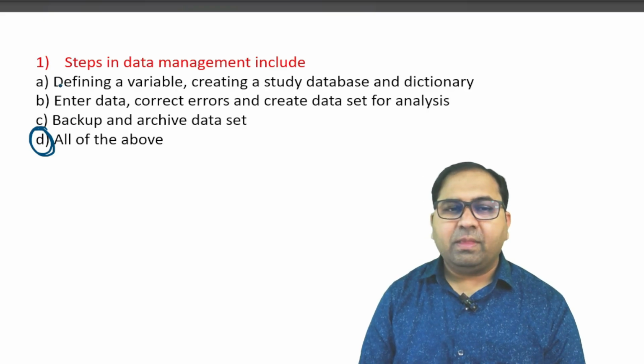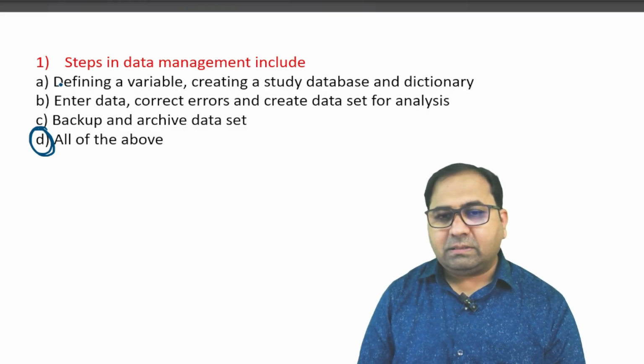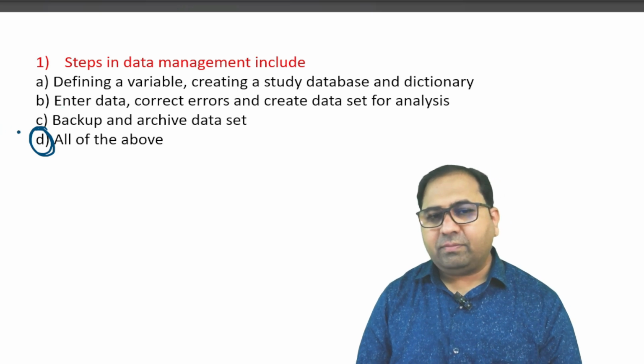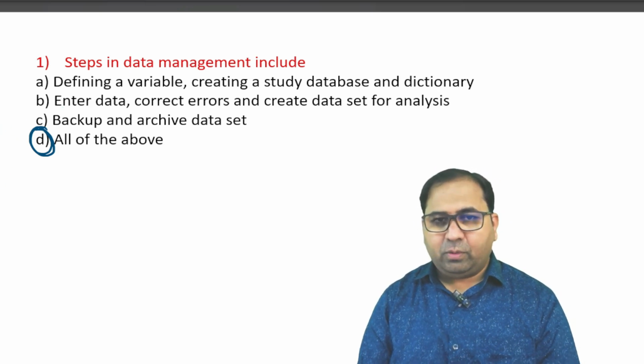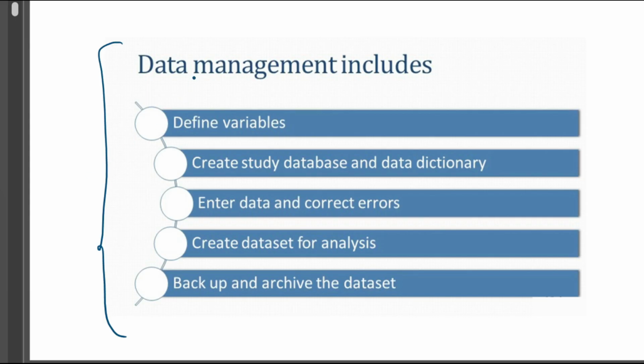Let us see the above options. Defining a variable, creating a study database and dictionary. B is enter the data, correct the errors and create the dataset for analysis. Third one is backup and archive the dataset. Now see the chart below. Now the data management will include all these steps. Number 1, define variables. 2 is create the study database and data dictionary. Third will be data entry and correct the errors. Fourth will be create the data set for analysis. And fifth is backup and the archiving the data set.